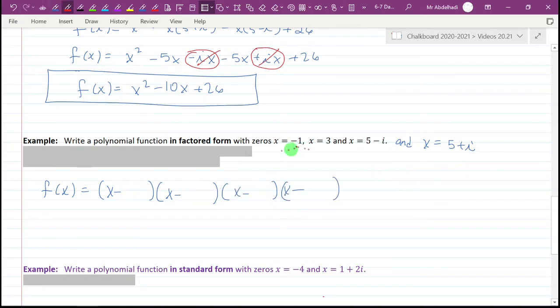Now what goes here? Negative 1. This one's 3. This one's 5 minus i. But once again, use parentheses.